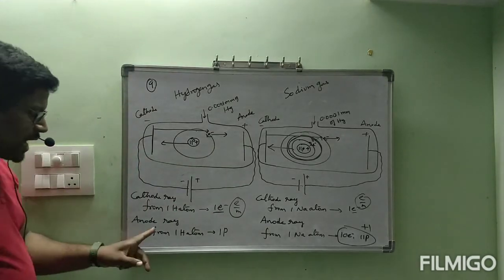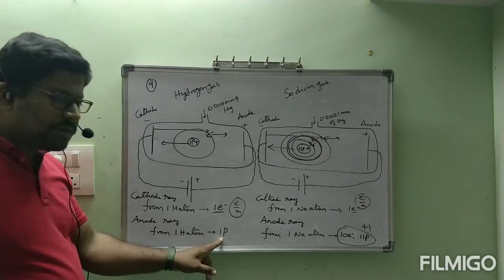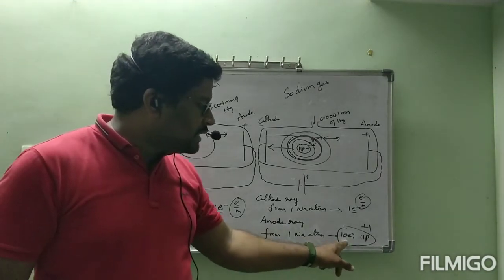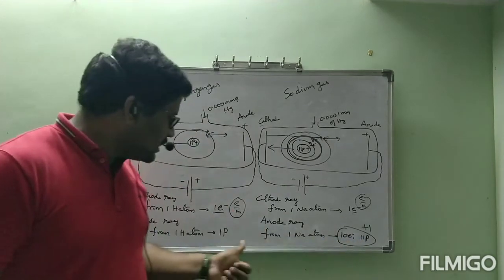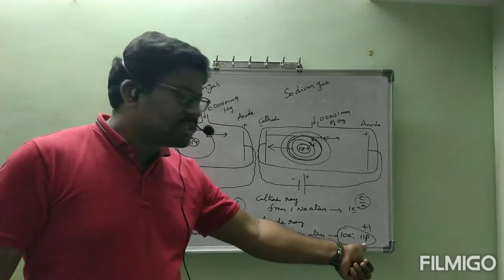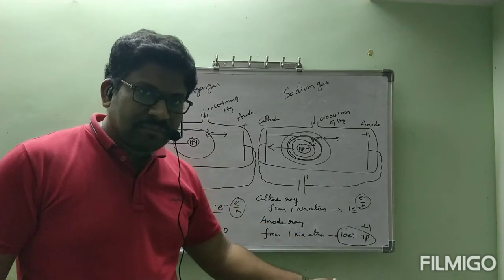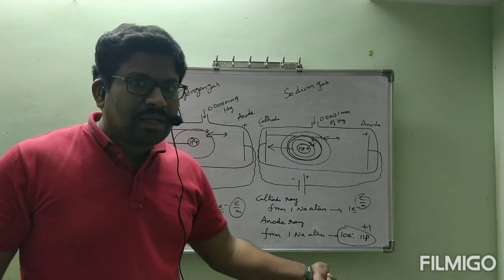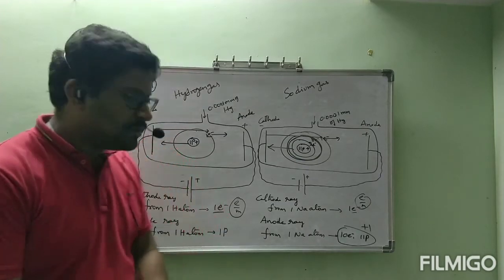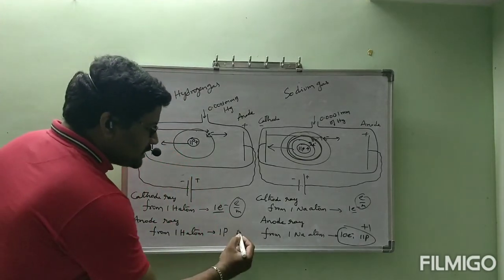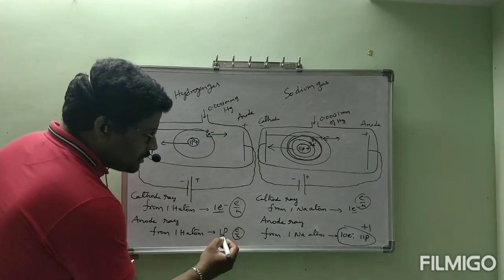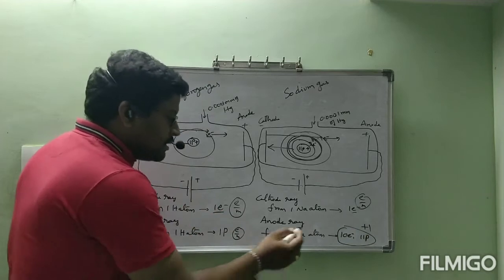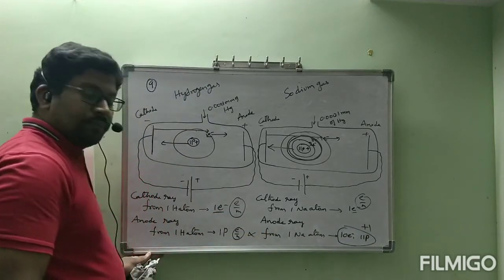observe, an anode ray from one H atom contains 1 proton. An anode ray from one sodium atom contains 10 electrons and 11 protons. Here it is 1 proton, here 10 electrons and 11 protons. Are they the same? The mass is not the same. When the mass is not the same, the e/m ratio is not the same. This is the e/m ratio of 1 proton, and this is the e/m ratio of 10 electrons and 11 protons. Both are not the same.